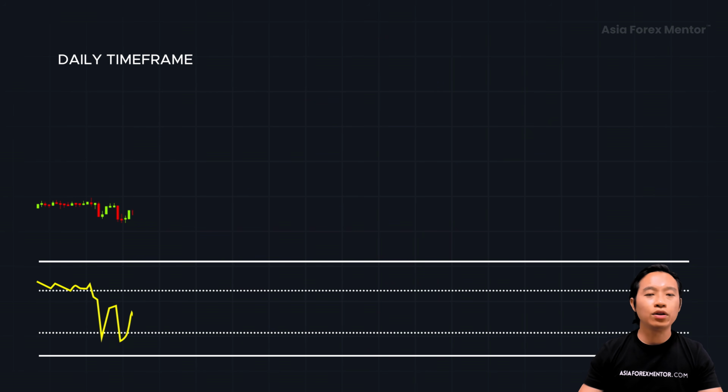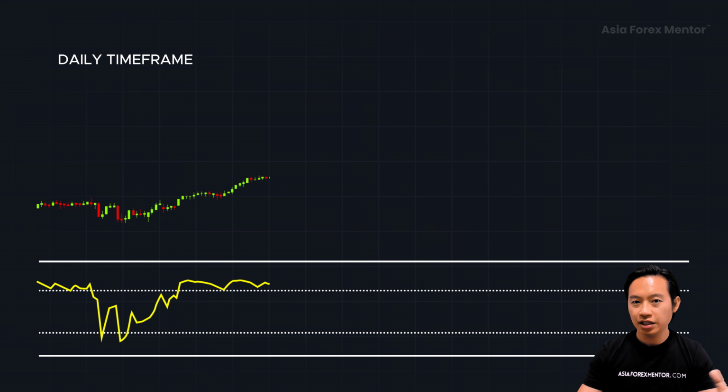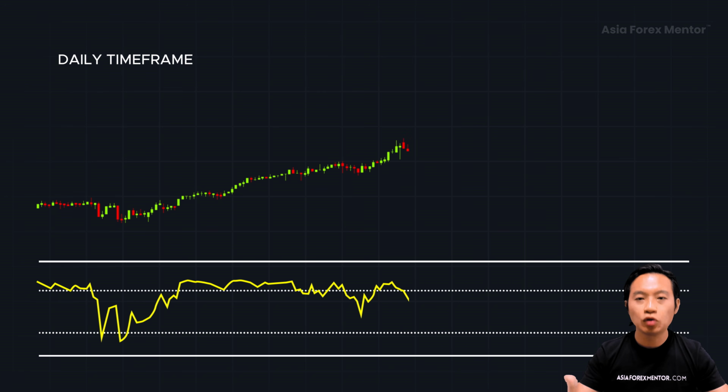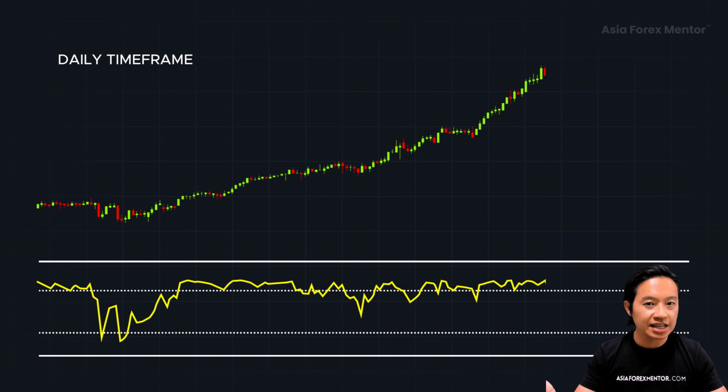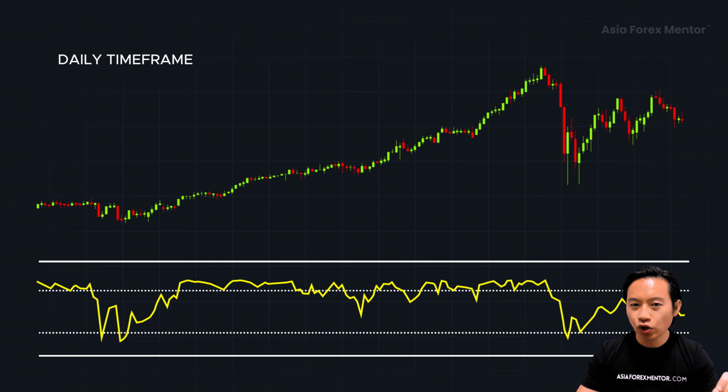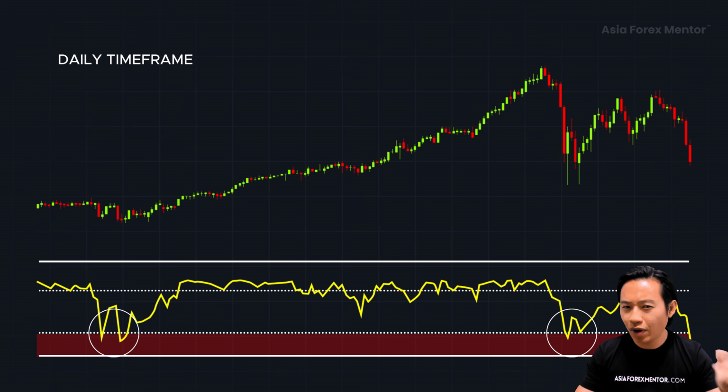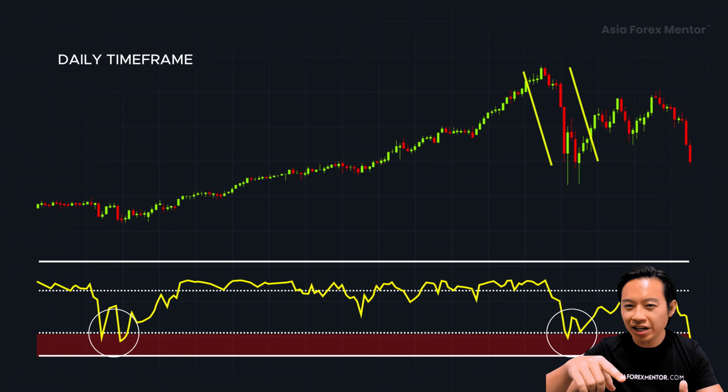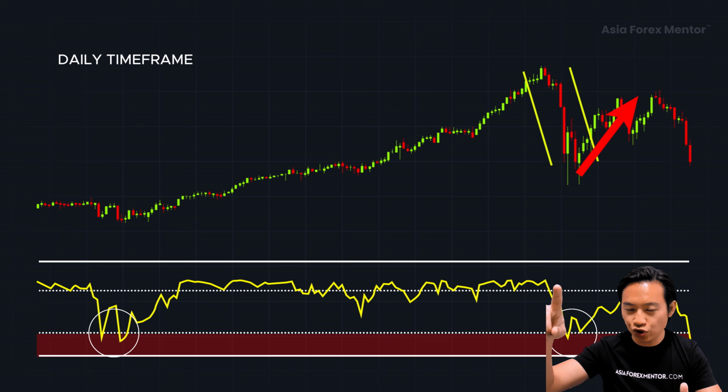So now, how can you use the stochastic indicator to further filter your trading setup? Take a look at this chart, for example. You will notice that the stochastic indicator shows what? The oversold area during an uptrend. So what does this mean? This means this pullback could be nearing its end, and then the uptrend may soon resume.